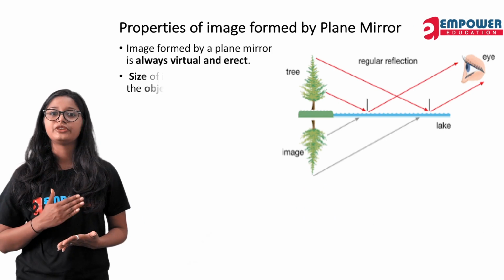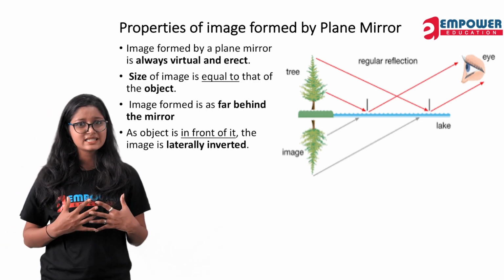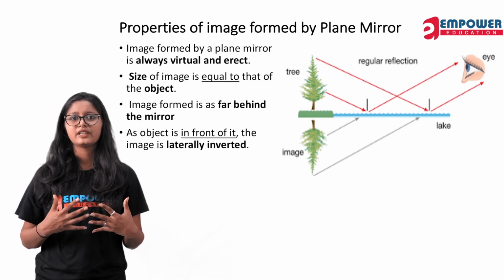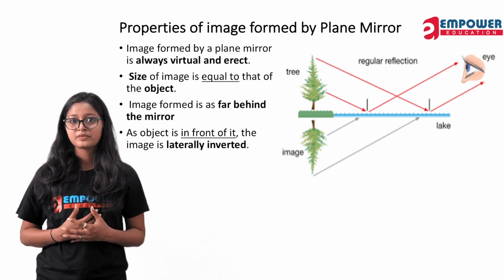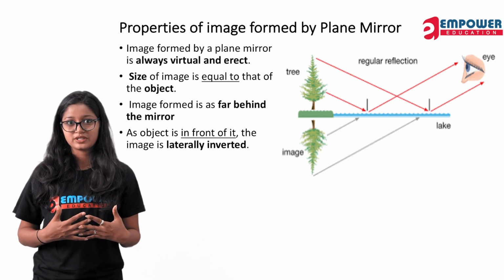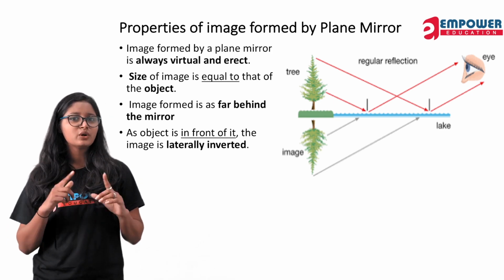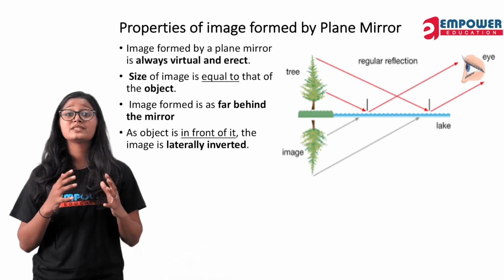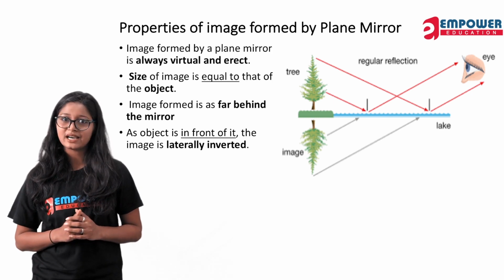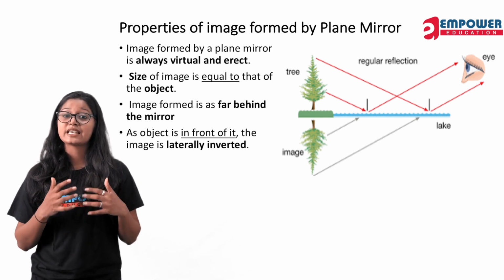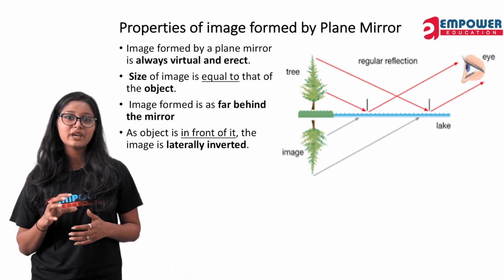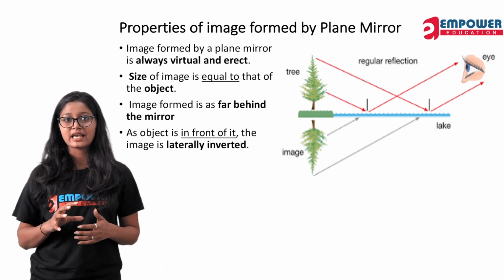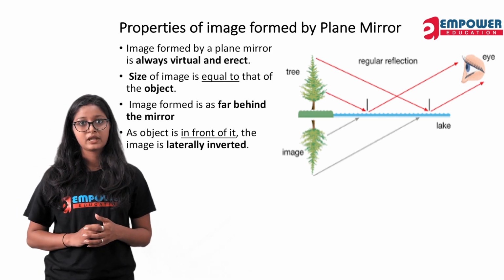Now let us talk about a day-to-day example of reflection. We see ourselves every day in the mirror. What do you observe when you look in the mirror? You see an image of yourself, right? If you look at the image, how is the image? You will see that the image is the same size as we are. So you can say that the image is the same size as that of the object.